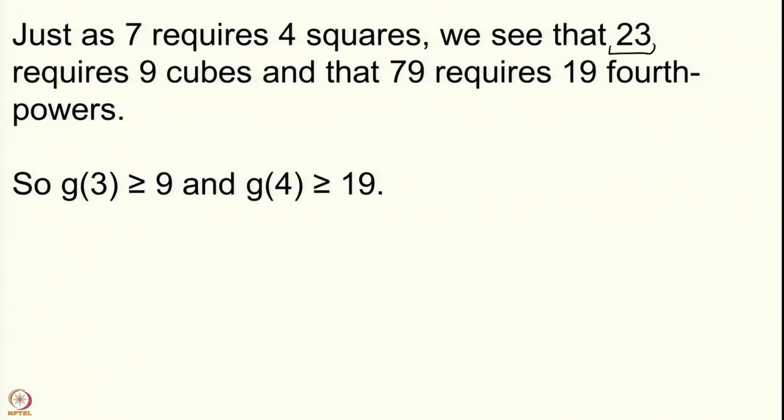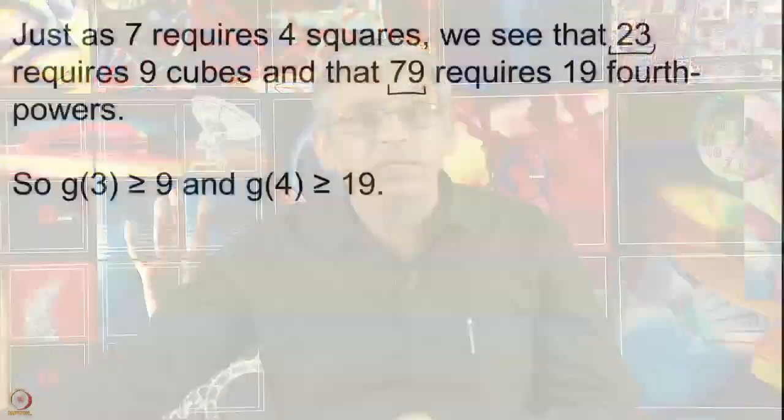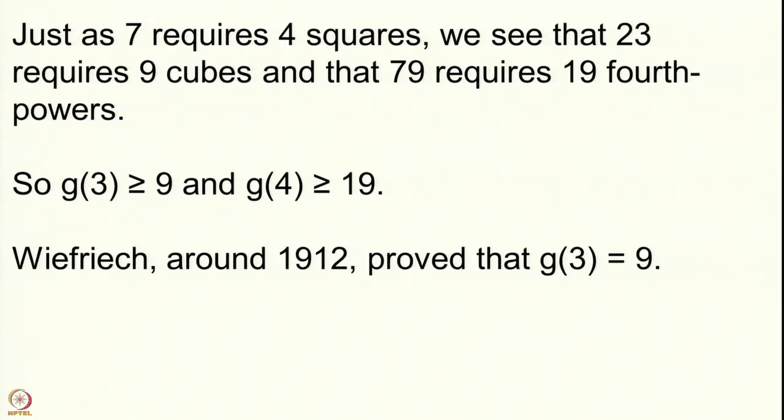So, similar things can be done by us for the particular cases where k is 3 and k is 4, and then we see that 23 is the number which requires 9 cubes and 79 requires 19 biquadrates or 19 fourth powers. So, these are the lower bounds. We wanted to now prove the upper bounds, which is a more difficult thing. We wanted to prove that every n can be written as sum of 9 cubes, every n can be written as sum of 19 biquadrates. That is very difficult, and there are other problems, G5, G6 and so on.